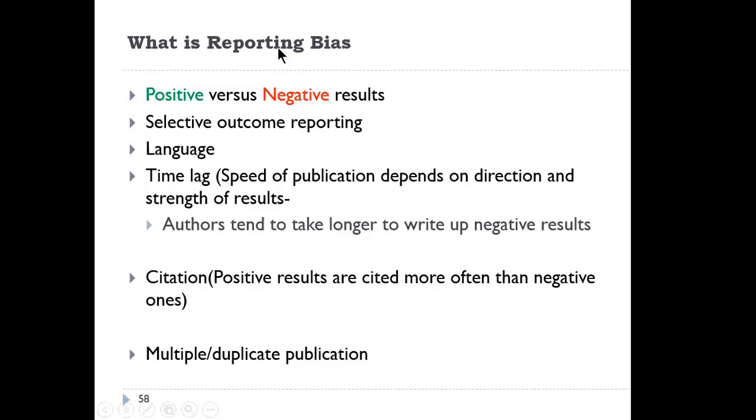Okay, and then reporting bias includes language also, and time lag. Speed of publication depends on direction or strength. And citations are also part of it. It is included in reporting bias because positive results are cited more than negative results. Again, positive versus negative.